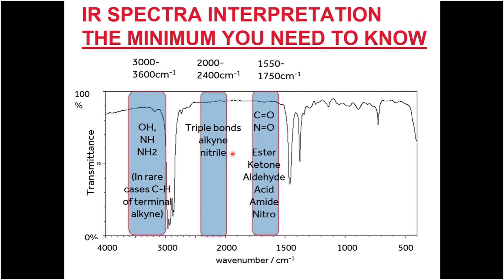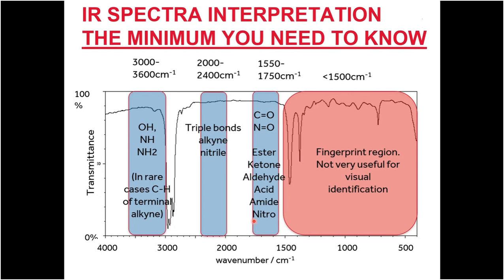The third region that you need to know about contains double bonds. So these are carbon-oxygen and carbon-nitrogen double bonds, and spans the region of the infrared spectrum between 1550 and 1750 wave numbers. Groups in this region include esters, ketones, aldehydes, carboxylic acids, amides, and nitro groups.